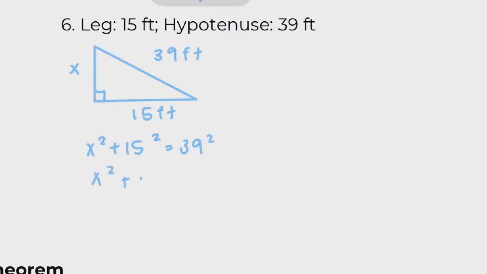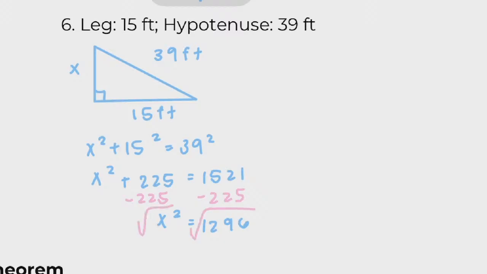So then that's 225, and 39 squared is 1521. So then we get x squared equals 1296, and then when we square root both sides, we get x equals 36. A way to check your answer is if x is not the hypotenuse, it should be shorter than the hypotenuse. Our hypotenuse was 39 and 36 is less, so we did this correctly.